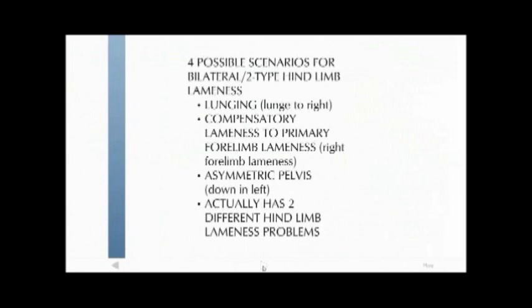A third possibility is that the horse has asymmetric pelvis. It is down on the left and high on the right side. And if I see this pattern and the horse is not lunging and it doesn't have a forelimb lameness, I make sure I check the horse for this.